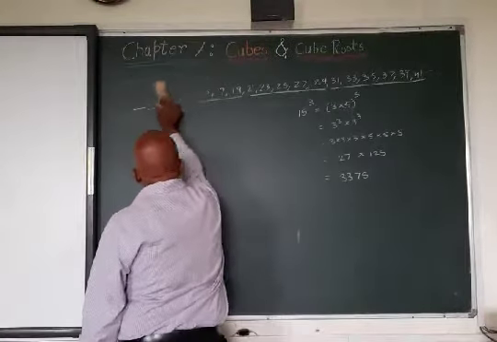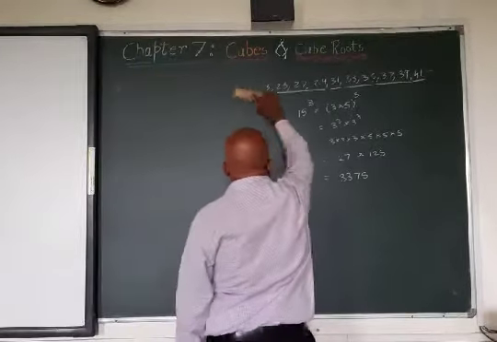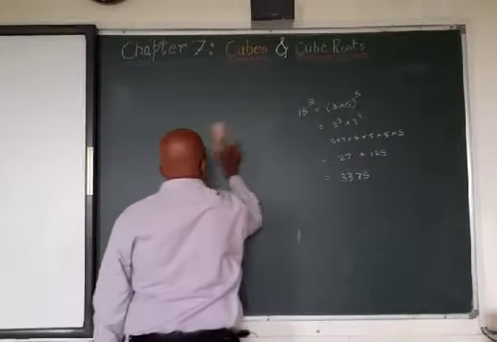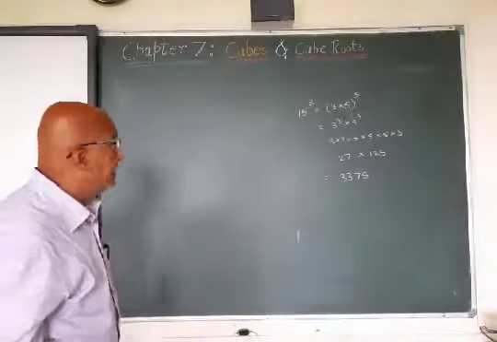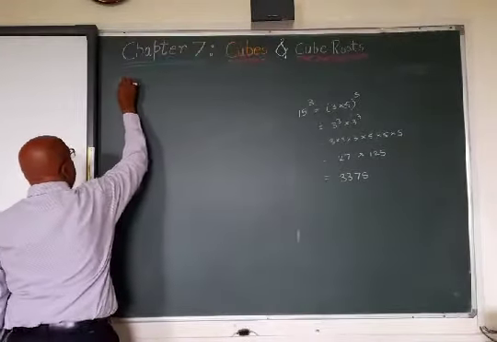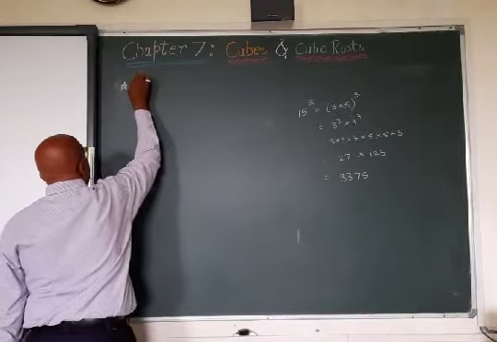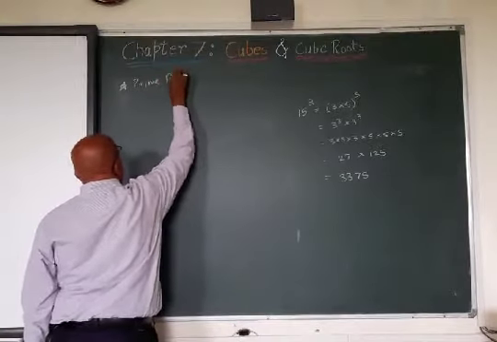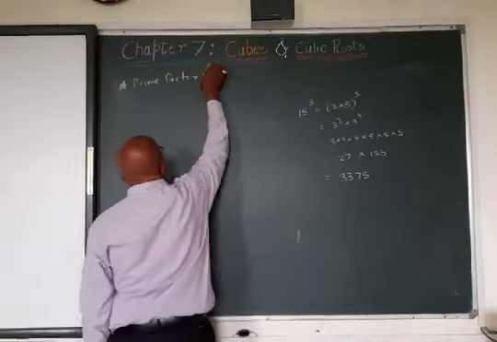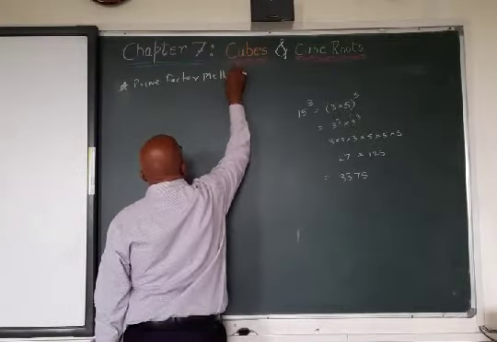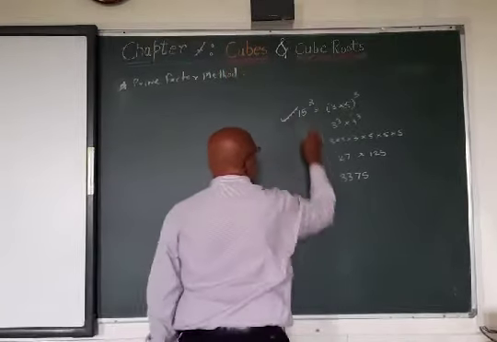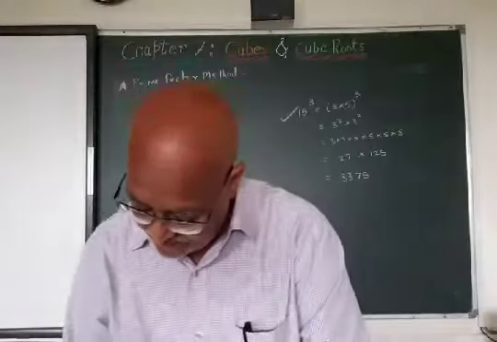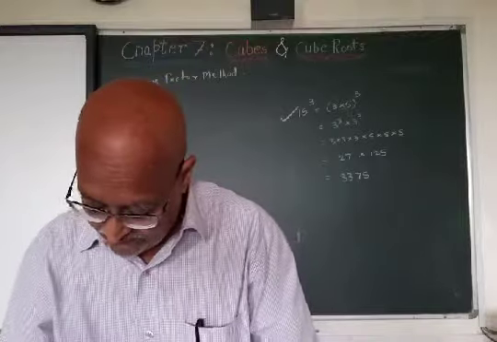So this is one of the methods to find the cube of a given number, and the first method is the consecutive addition of odd numbers. The second method is the prime factor method. I have shown you the example of the prime factor method. So this is the second method by which we can find out the cube.